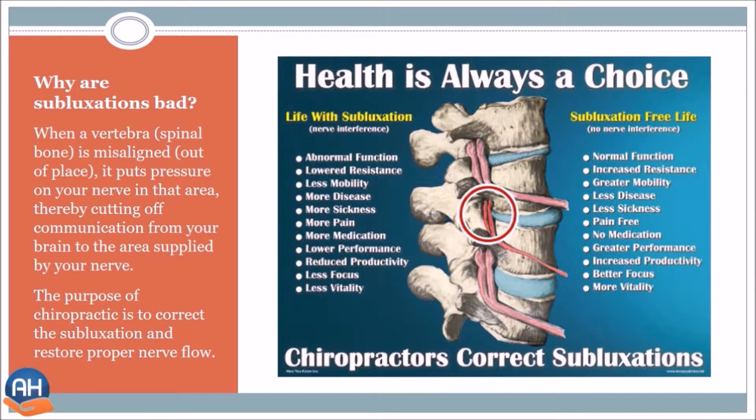Why are subluxations so bad, you ask? Well, when a vertebrae, or your bone out of place, is misaligned, it puts pressure on the nerves in that area, thereby cutting off communication from your brain to that area supplied by the nerve. For example, think about your arm. If one of your bones is out of place in your upper back, it can actually cause nerve agitation or irritation all the way down to your fingers.